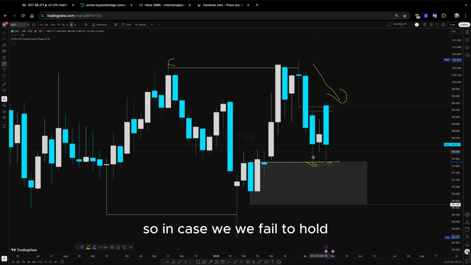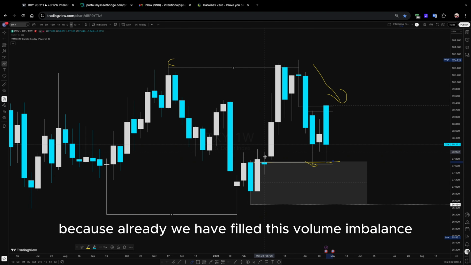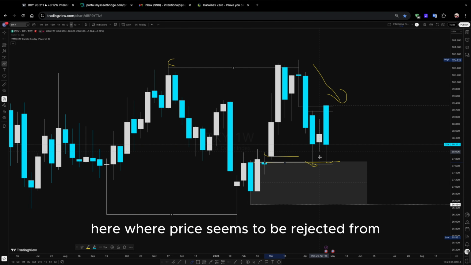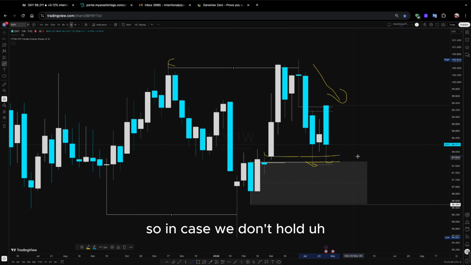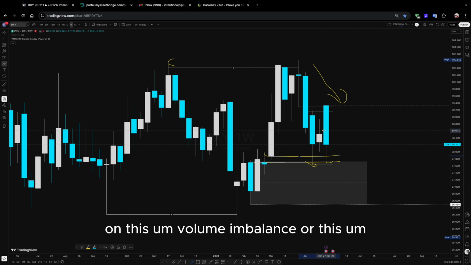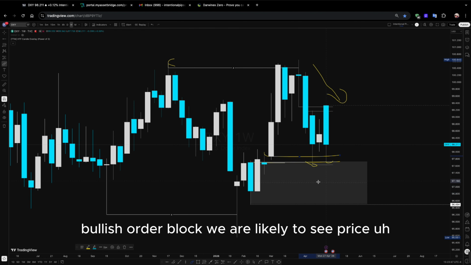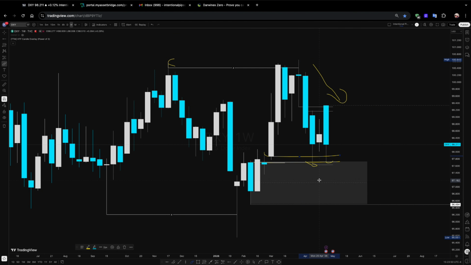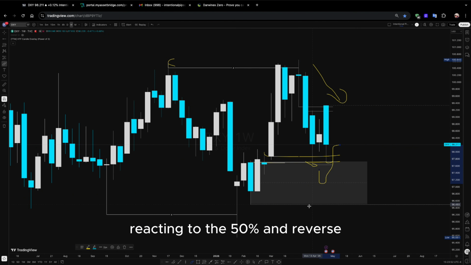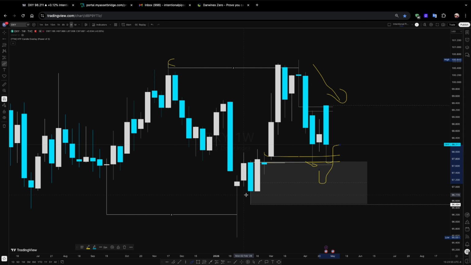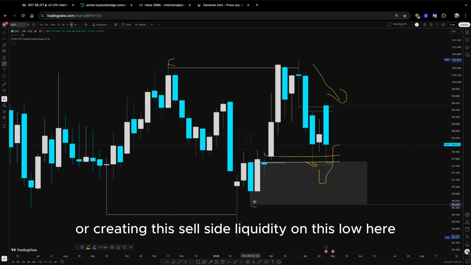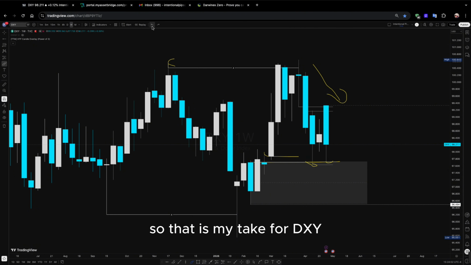So in case we fail to hold, because already we have filled this volume imbalance here where price seems to be rejected from. So in case we don't hold on this volume imbalance or this bullish order block, we are likely to see price reacting to the 50% reverse or clearing this sell side liquidity on this low here. So that is my take for DXY.